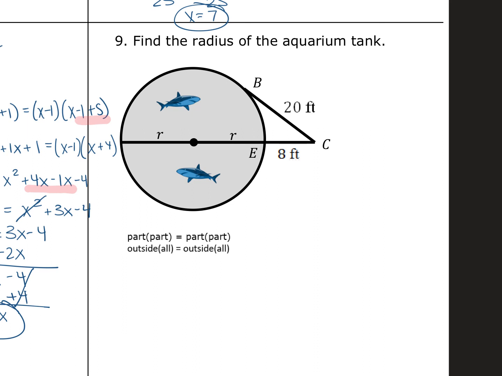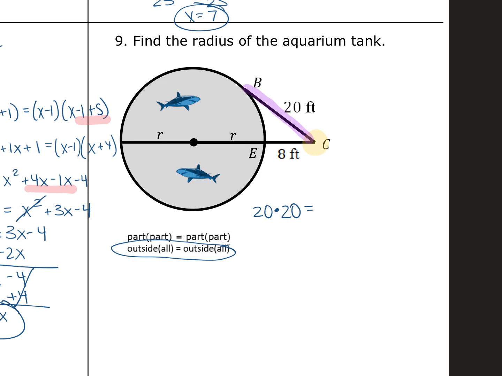Okay, we need to start again by identifying where the intersection is. The intersection is on the outside of our circle, so we are doing outside times all equals outside times all. So let's start with the top line. Here's our top line. The outside section is 20 times the whole entire line is already outside, so we're multiplying by the same number, 20 times 20.